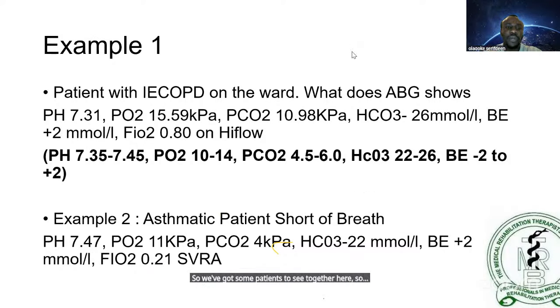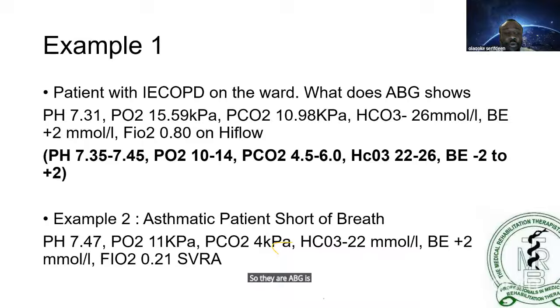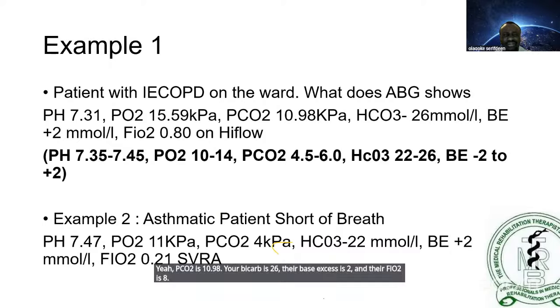So the first patient here, I think it's in University Teaching Hospital Ibadan. The patient has come in with infective exacerbation of COPD. They are on the ward currently. Their ABG is: the pH is 7.31, their PO2 is 15.59, their PCO2 is 10.98, their bicarb is 26, their base excess is 2, and their FiO2 is 8. Can we just say there's no right?